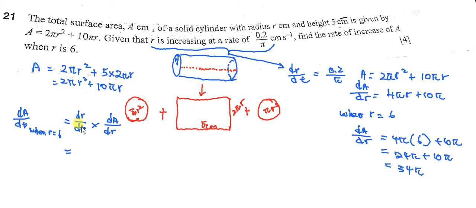Now let's come back over here. So dr/dt, just substitute this 0.2 over pi and dA/dr from here, which is 34 pi. You cancel off the pi, you end up with 6.8. Now, what's the unit? The area is cm square. The rate is per second. Okay, so this will be cm square per second. This will be the answer. Okay.